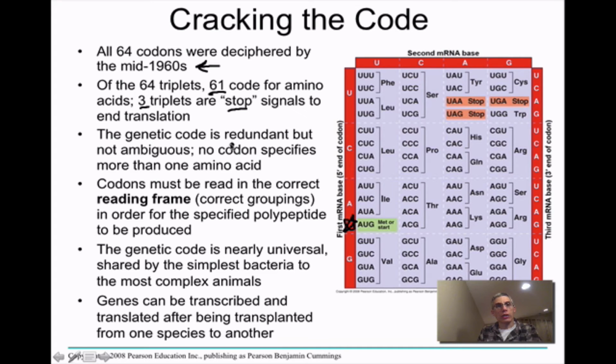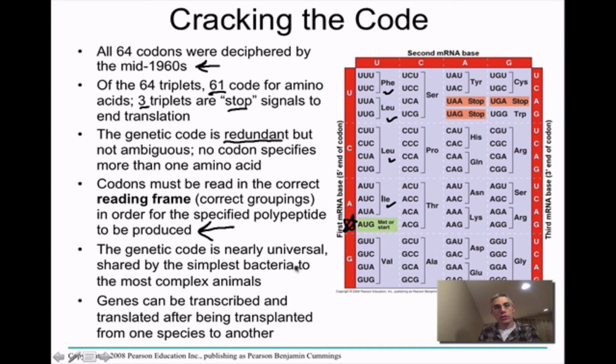Now the genetic code is considered redundant, and what they mean by that is when you look at these different amino acids, all 20 of them represented on this chart, you notice that each amino acid in most cases is coded for by more than one triplet. That's what they mean by redundancy. It's not ambiguous, so no codon specifies more than one amino acid. Codons must be read in the correct reading frame, or correct groupings, in order for that specified polypeptide or protein to actually be produced.